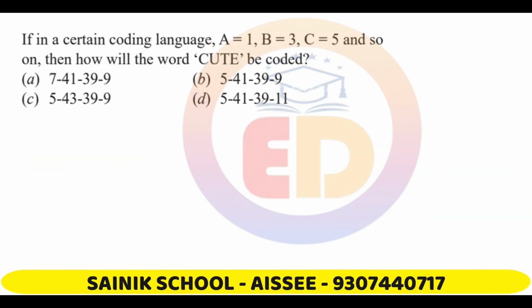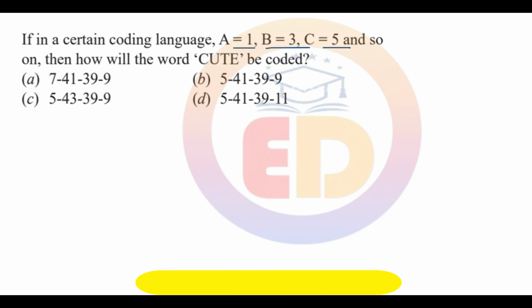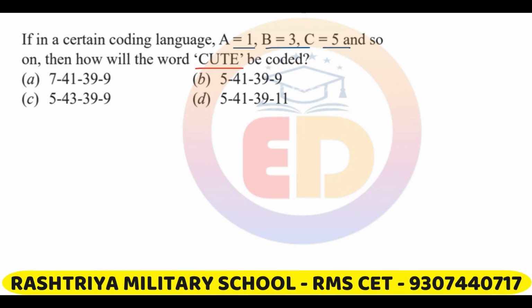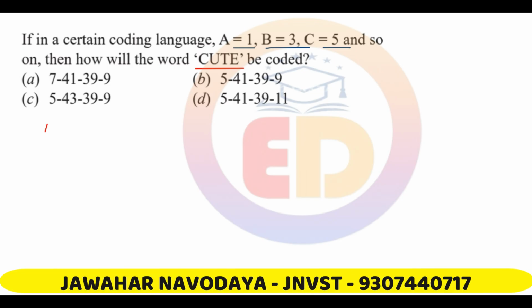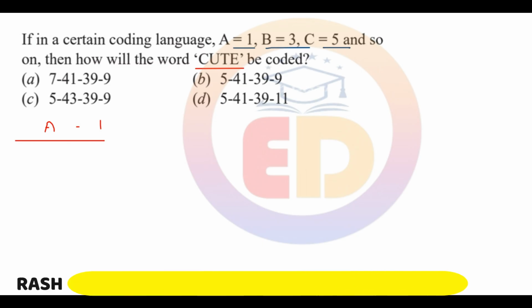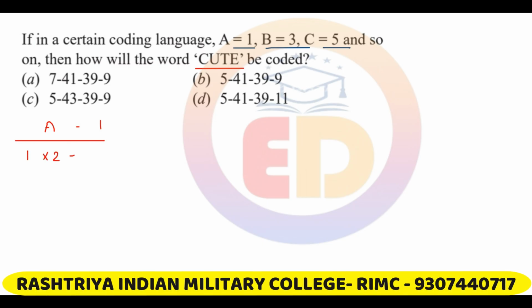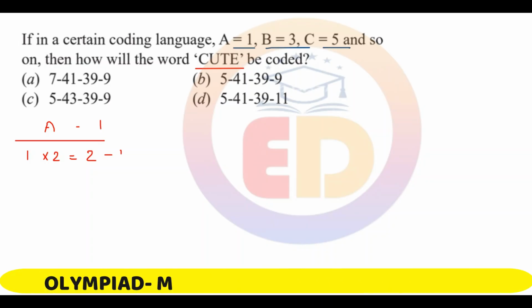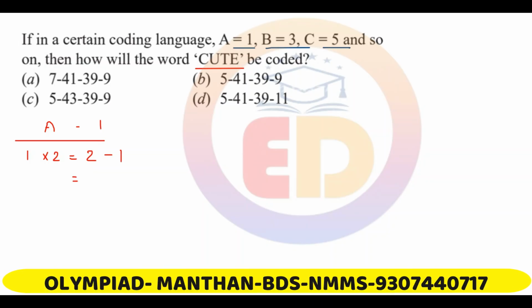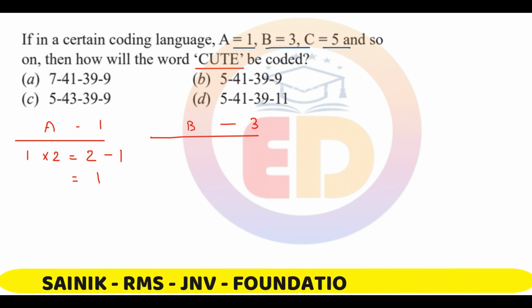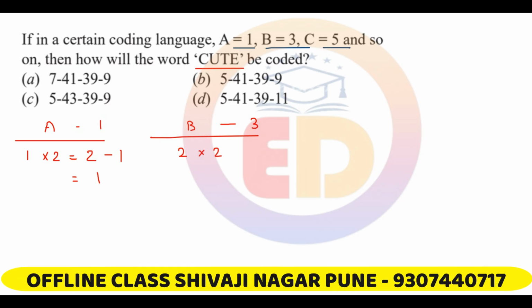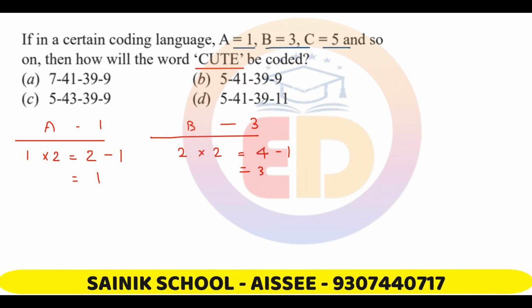If in a certain coding language A is 1, B is 3, C is 5 and so on, how will the code of QUTE be written? Now the actual value of A is 1. Multiply by 2, 1 into 2 is 2. Subtract 1, 2 minus 1 is 1. B code is 3. Multiply by 2, 2 into 2 is 4. 4 minus 1 is 3. So what they have done is they have multiplied by 2 and then subtracted 1.